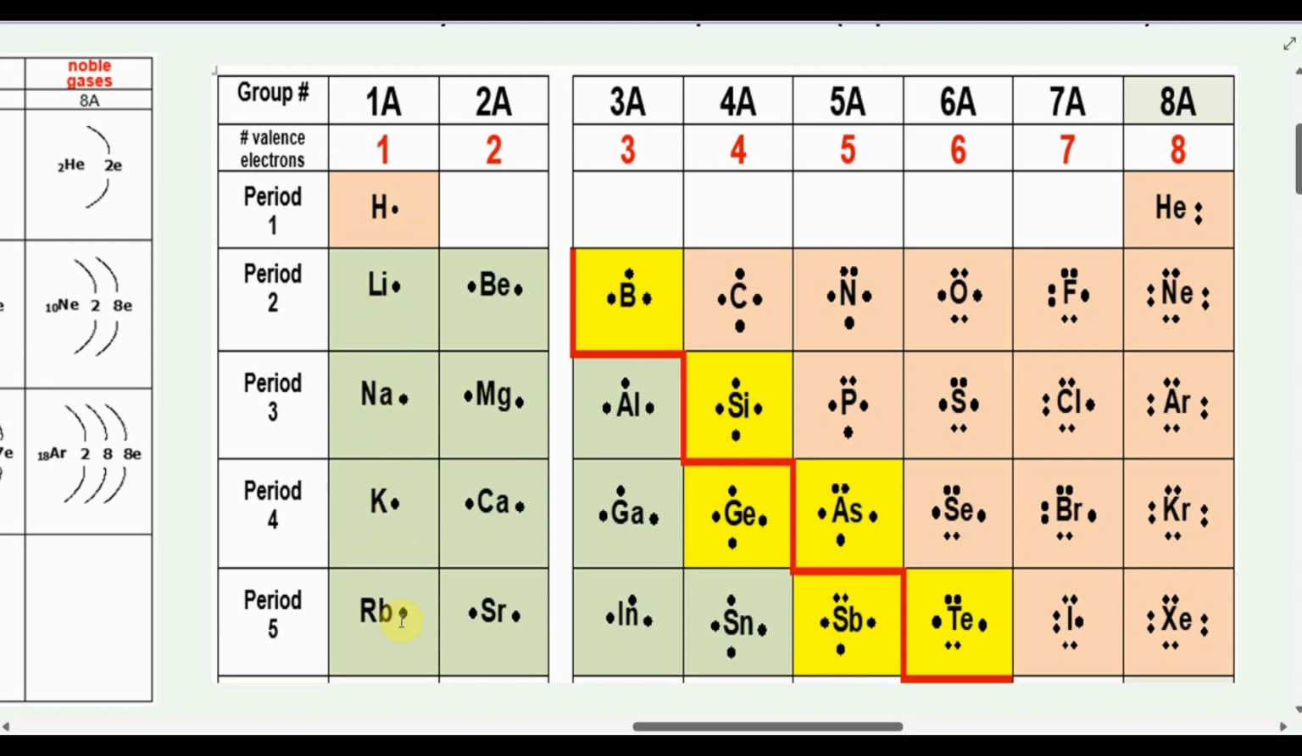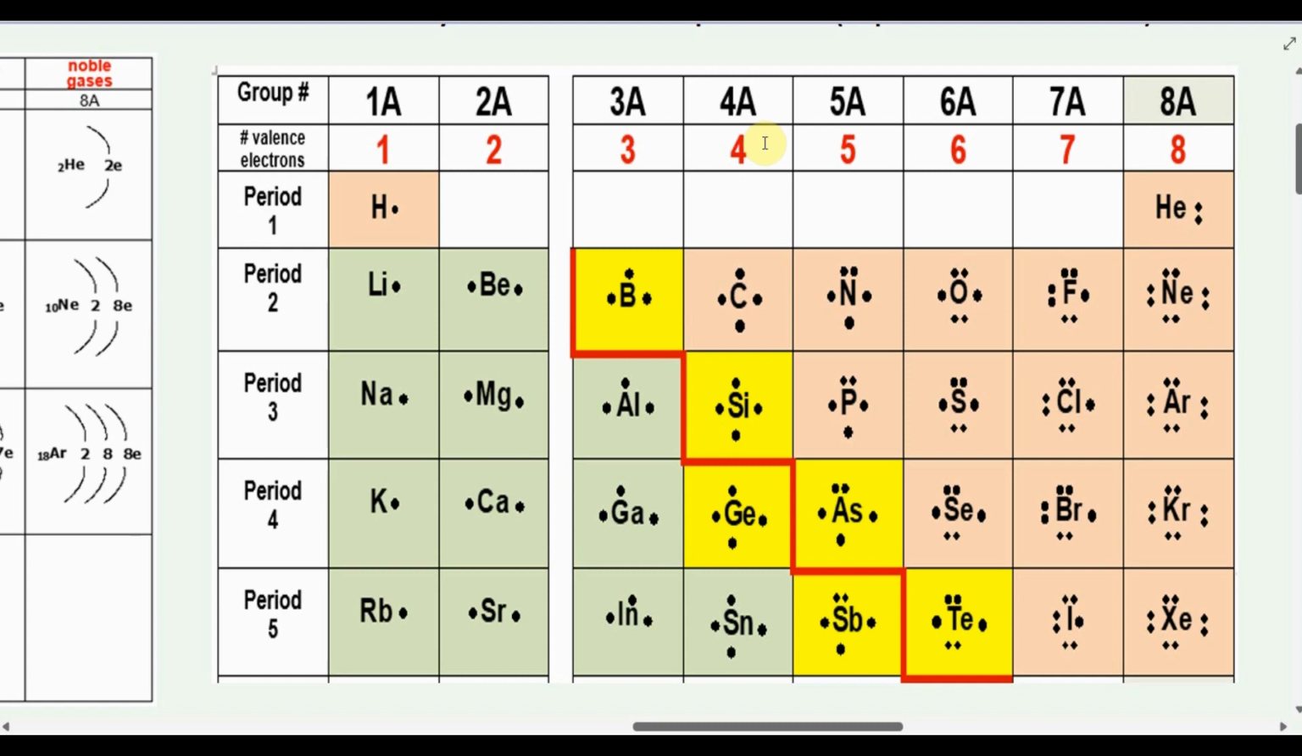And of course you notice that all of the elements in group 1A have one valence electron. And that's why they're placed in group 1A. They are alike in that fashion. All of the elements in group 2A, beryllium, magnesium, calcium, strontium, barium, and radium, all have 2 valence electrons. All of the elements in group 3A, boron, aluminum, gallium, indium, and thallium, all have 3 valence electrons.